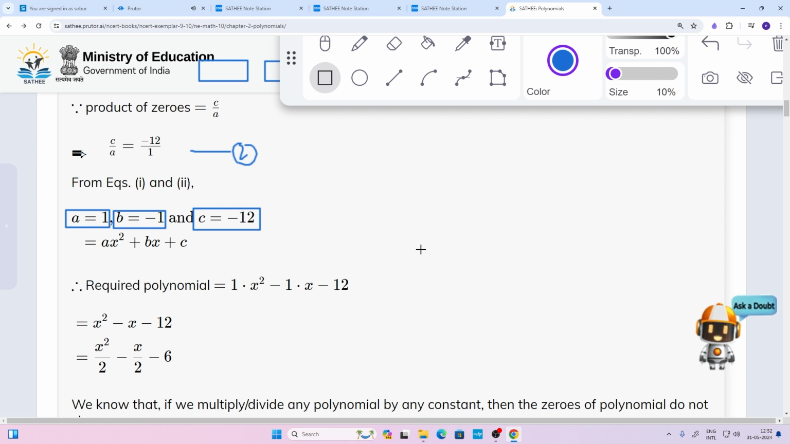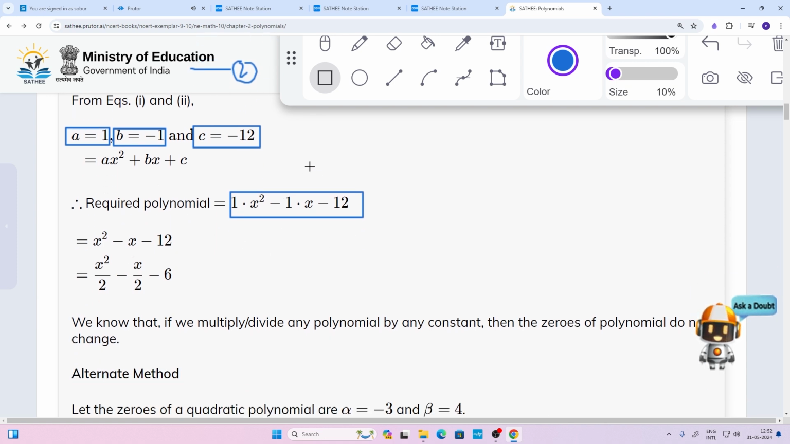Okay, so therefore the quadratic polynomial ax square plus bx plus c, the required polynomial is equal to 1 times x square minus 1 times x minus 12. So this is the required quadratic polynomial. If we calculate it, this is equal to x square minus x minus 12. And we can also write it as x square by 2 minus x by 2 minus 6.